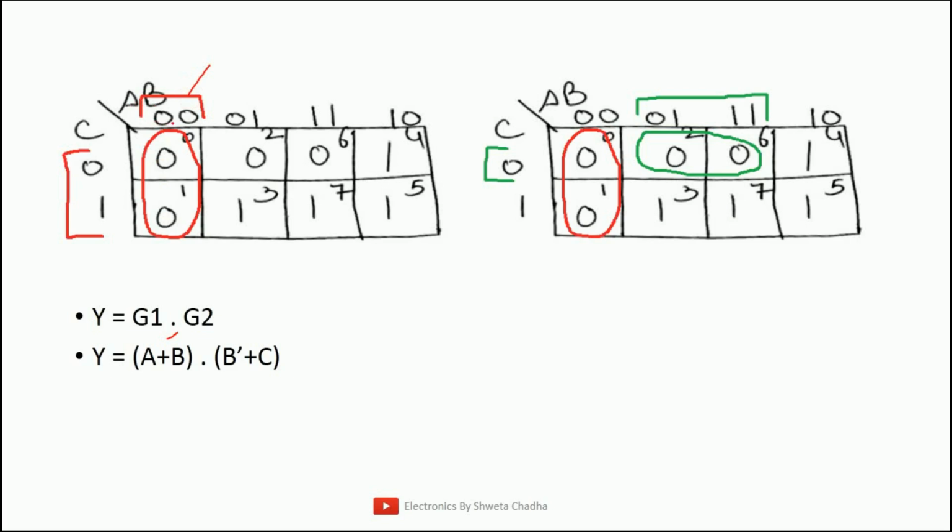A, B, both are 0, 0. And we are going to write down the answer in POS. Everything is opposite in POS. 0 means variable itself. Hence, this is A, that is A plus B, 0 means B. A plus B. On the other hand, the value of C, 0 as well as 1, changing value, ignore. Hence, the answer for group number 1 is A plus B.